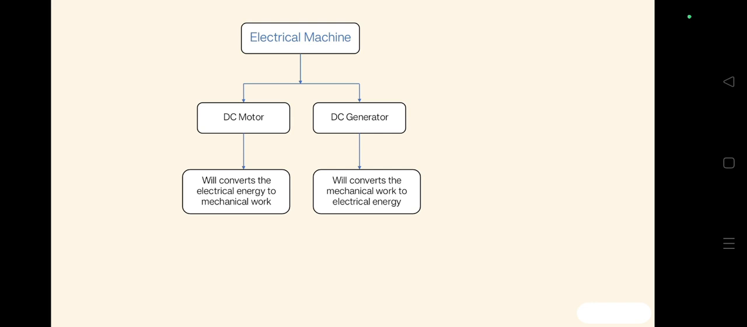DC motor and DC generator. First, let us understand the difference between DC motor and DC generator. A DC motor converts electrical energy into mechanical work. For example, electric fans, mixers, and electric vehicles use DC motors. On the other hand, a DC generator converts mechanical energy into electrical energy. It works on the opposite principle of a DC motor. So we can say that both machines are similar in construction but differ in operation.